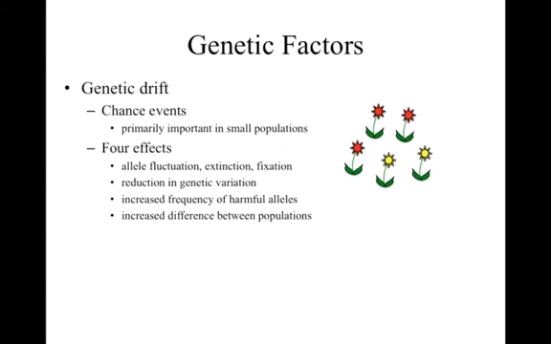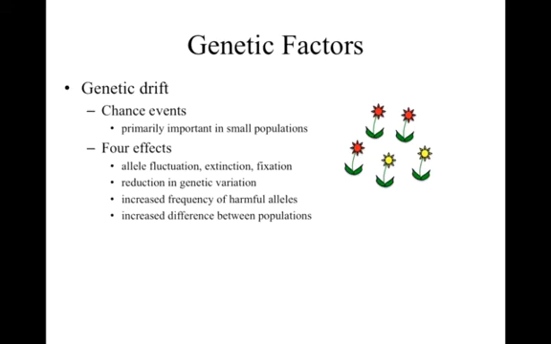Okay, let's go through each of these in a little more depth. So we've talked about genetic factors and how these can really hurt small populations and cause increased risk of extinction before. Again, genetic factors impact populations by stochasticity, by these chance events, these random happenings. And that's why they're primarily important in small populations. And there's four main effects.